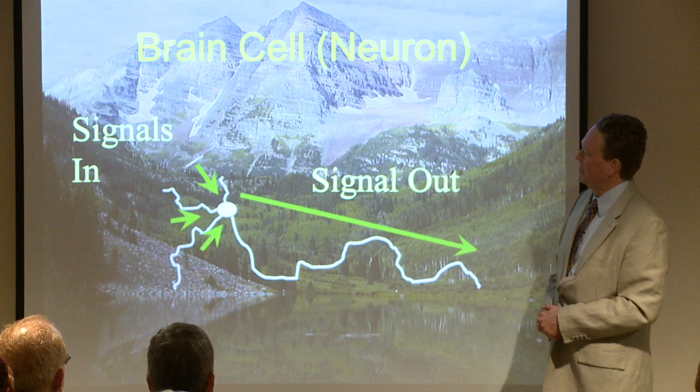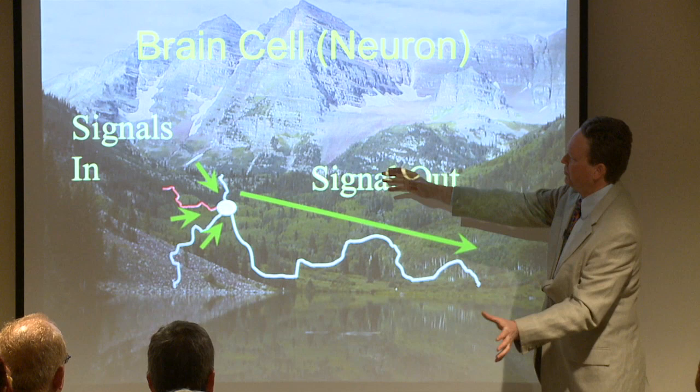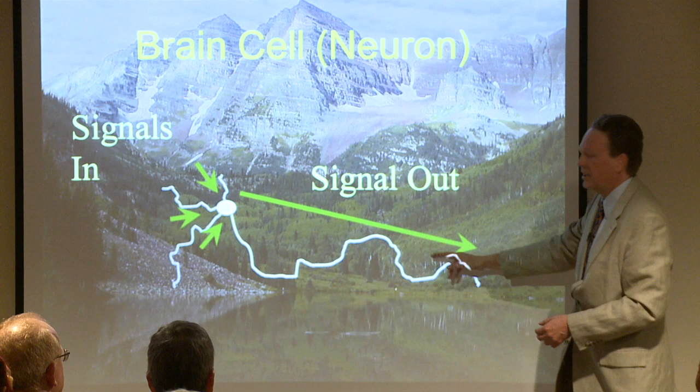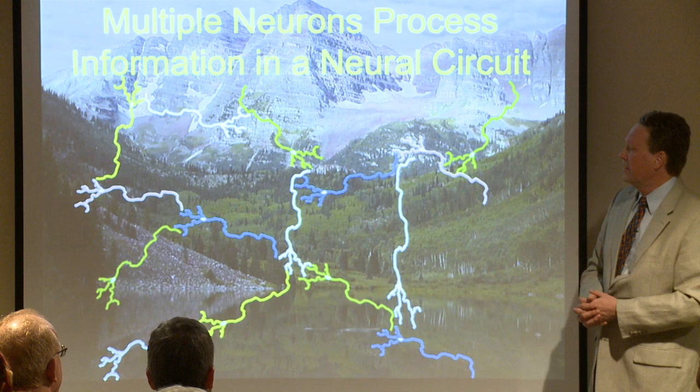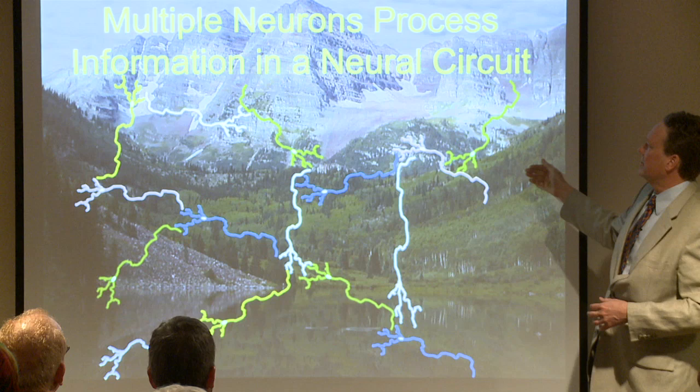So one input at a time isn't quite enough. When multiple inputs come in, that can be enough to trigger sending down the long cable called the axon to a bunch of other neurons to which it's connected. So here's a circuit where there are a bunch of neurons interconnected with each other.